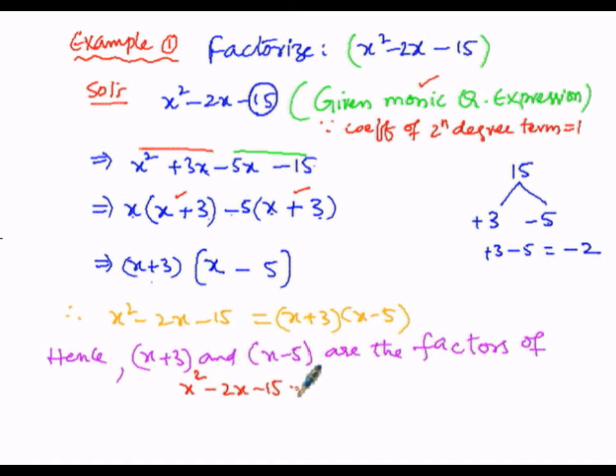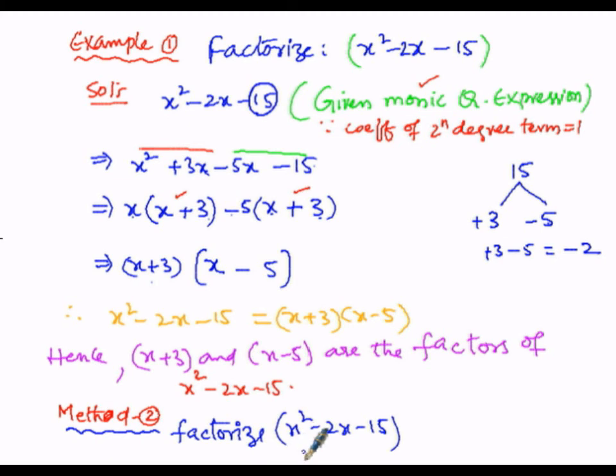So this is one method of factorizing the Monic quadratic expression, that is x square minus 2x minus 15. Now let us go for the next method, that is method number 2. Method number 2 is the cross method. Factorize x square minus 2x minus 15. The second method is the cross method. The solution starts now.